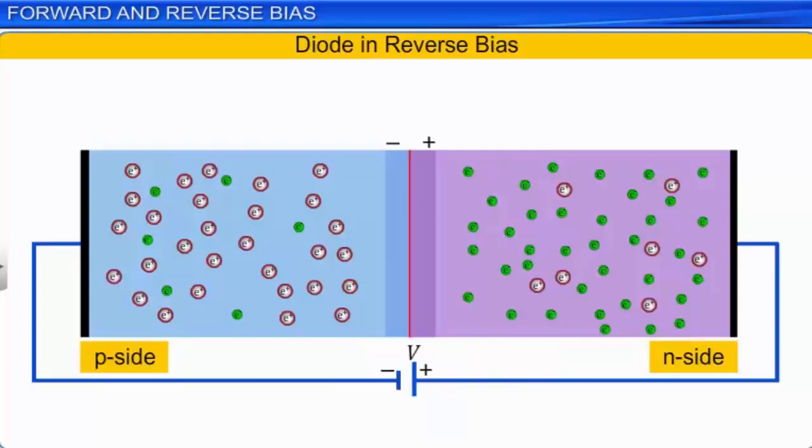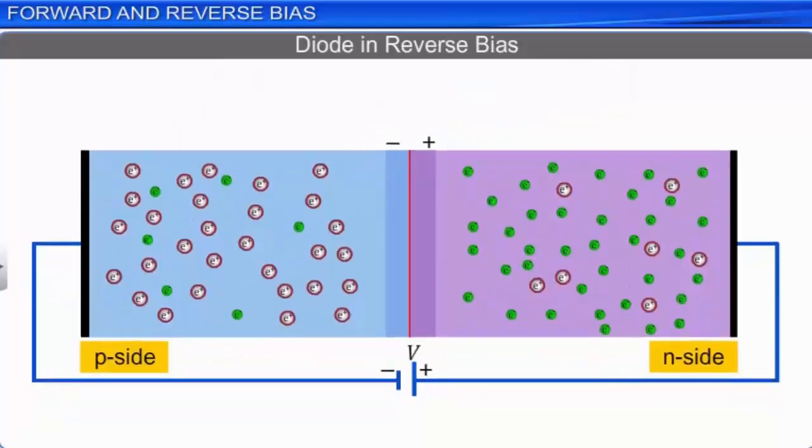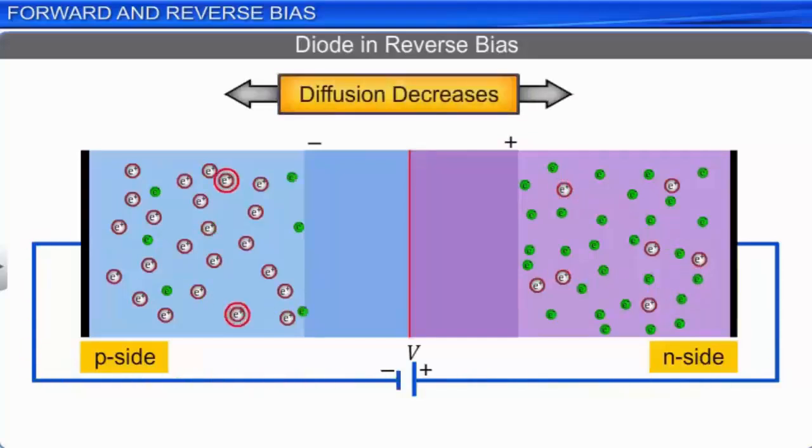When a diode is reverse biased, the barrier potential across its p-n junction increases and is given by the sum of the barrier potential V0 at equilibrium and the externally applied voltage V. Also, when a diode is reverse biased, the width of the depletion region around the p-n junction increases. The increase in barrier potential and width of the depletion region leads to a decrease in the diffusion of holes from the p side to the n side and electrons from the n side to the p side across the junction.